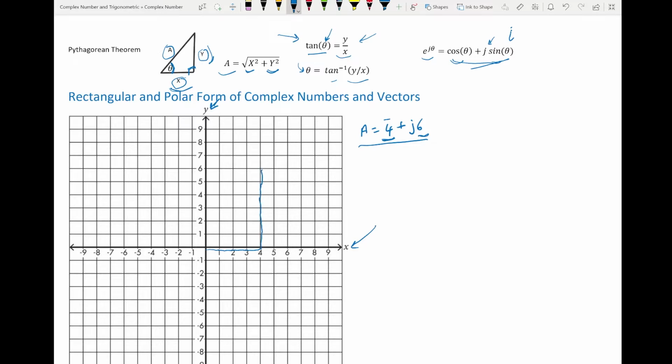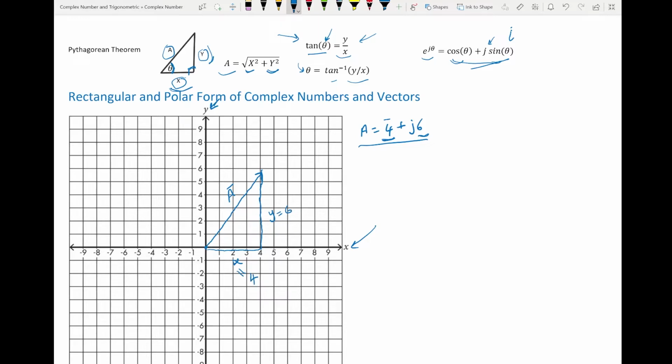And the vector will start from the point where I start until the point where I end. So that will be the vector A. Now this will be x and this will be y. Here y equals 6 and for this example x equals 4.